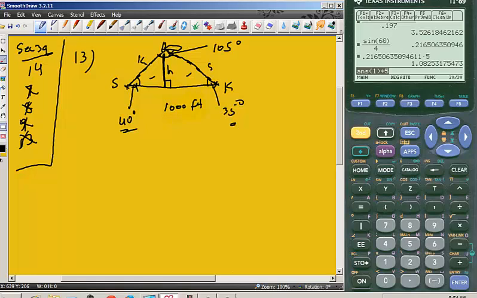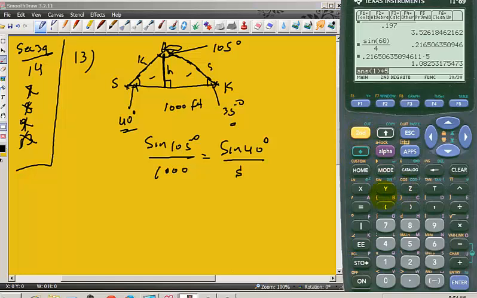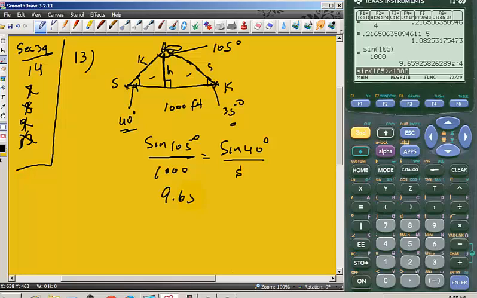S. Okay. So to find S, we know sine of 105 degrees is to 1,000 is equal to sine of 40 degrees is to S. So let's go ahead and find out what sine of 105 degrees is, divide that by 1,000, and get a decimal representation. That's 9.659 is equal to sine of 40.